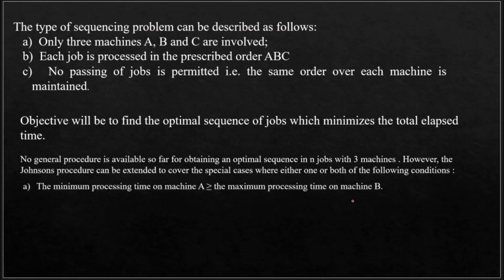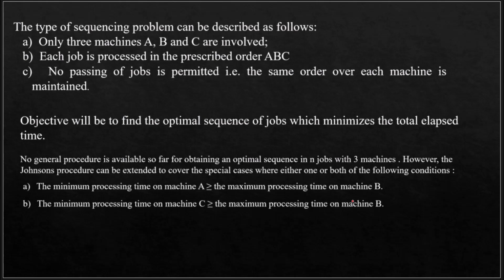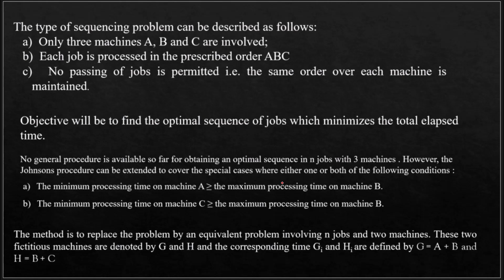For Johnson's procedure, the conditions are like this. The first condition is that the minimum processing time on machine A is greater than or equal to the maximum processing time on machine B. The second condition is that the minimum processing time on machine C is greater than or equal to the maximum processing time on machine B. If any one of these conditions is satisfied, we can go to the next step, which is converting the three machines into two machines.